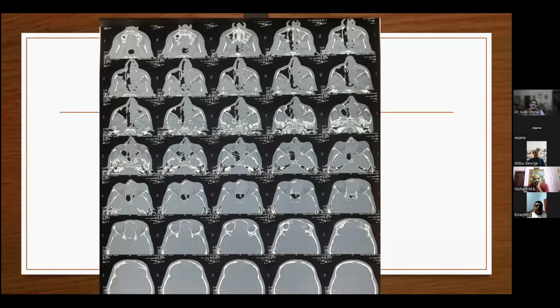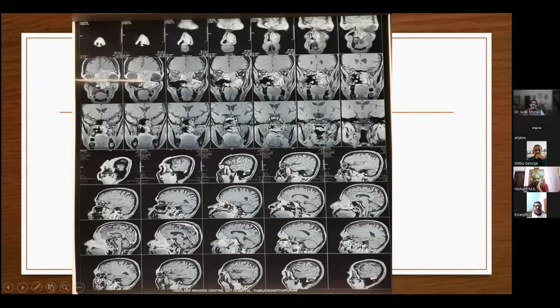MRI, I put the MRI also. Just describe the MRI. Sir, what is this? Which MRI is that? T1 or T2? It's a T1 weighted, sir. T1 weighted image. Then what are you seeing?